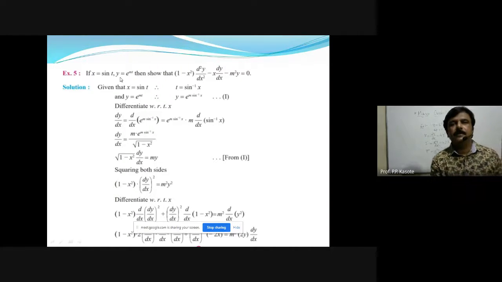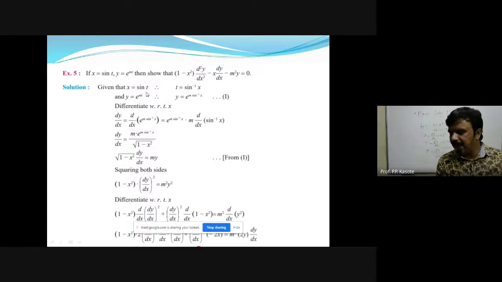Now it means that we are given the parametric functions. And with the help of that, we are asked to prove something. We are asked to prove that (1 minus x square) into d square y upon dx square minus x times dy by dx minus m square y is equal to 0. We are asked to prove this with the help of the given two equations which are in the form of x and y. Okay, so in the beginning, at first, we'll see what the x is.